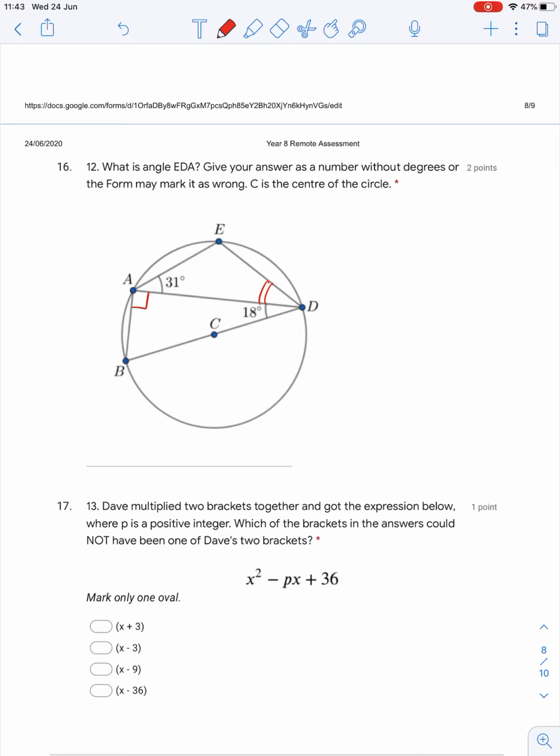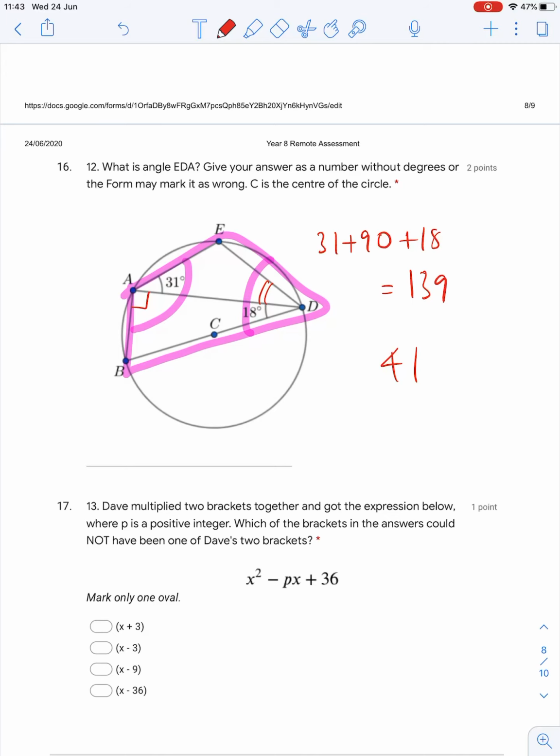And if it's a 4-sided shape, if it's a cyclic quadrilateral, which it is, then these two angles here are going to add up to 180. So I've got 31 plus 90 plus 18. What does that make? 139. What's left over to make it add up to 180? 41. So the correct answer there is 41.